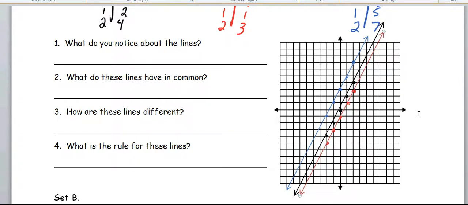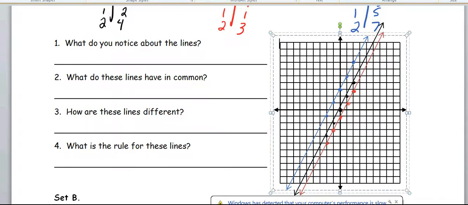Alright, now if you're a teacher and you're using this, let's stop the video and give the students time to answer the questions 1 through 4, and I will fill in the answers that I think should go there.